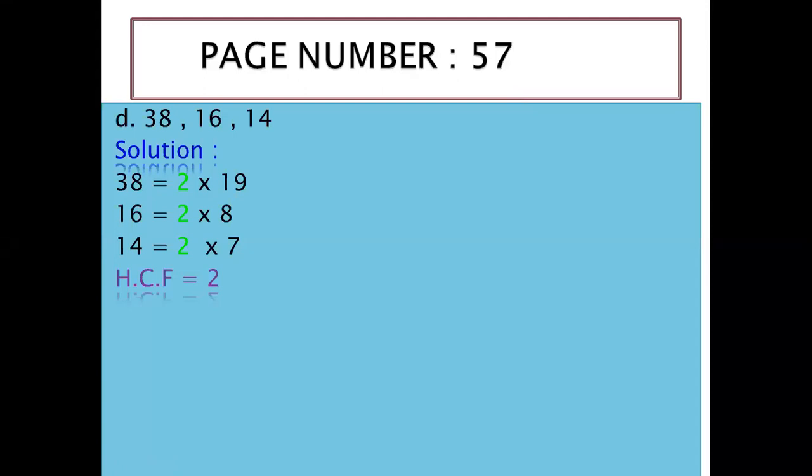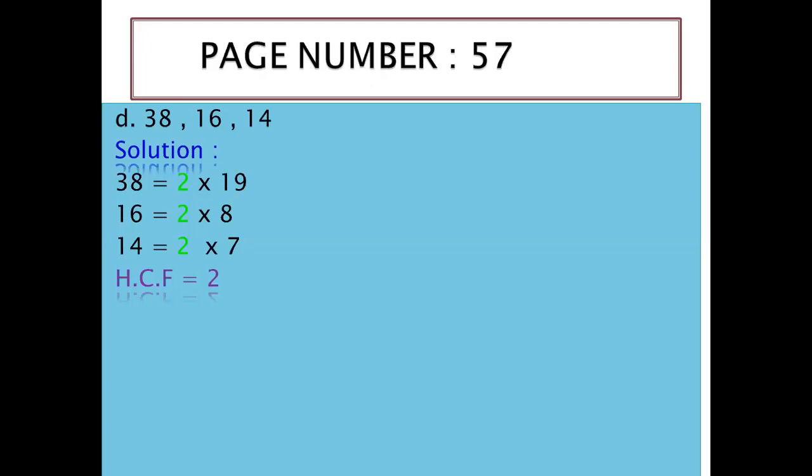Again, I am repeating this question. We have three numbers 38, 16 and 14. The factors of 38 are 2 multiplied by 19. The factors of 16, 2 multiplied by 8. And the factors of 14, 2 multiplied by 7. 2 is common in all these three numbers. So HCF of these three numbers will be 2.